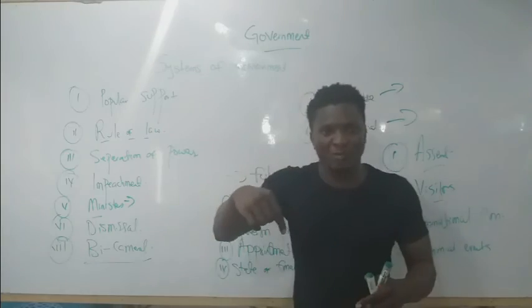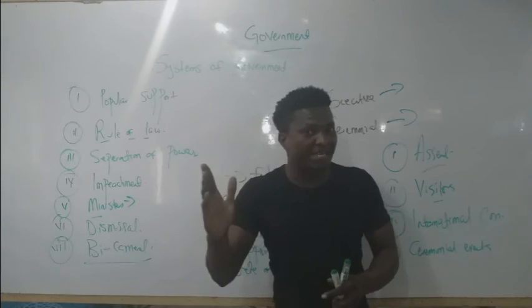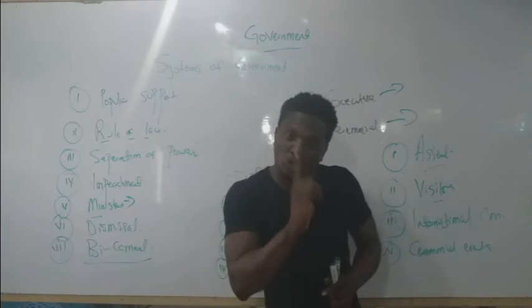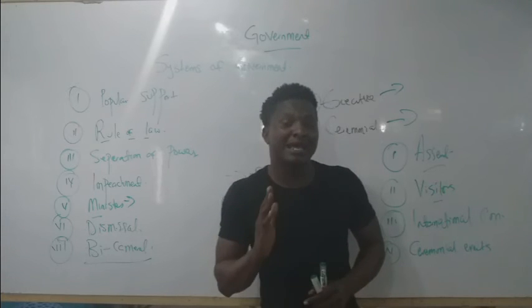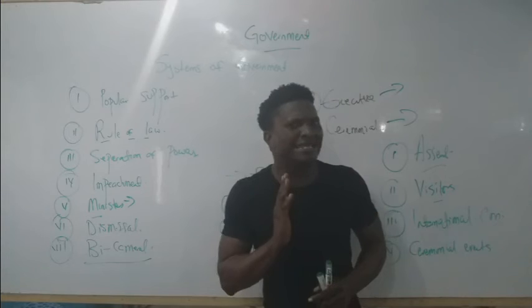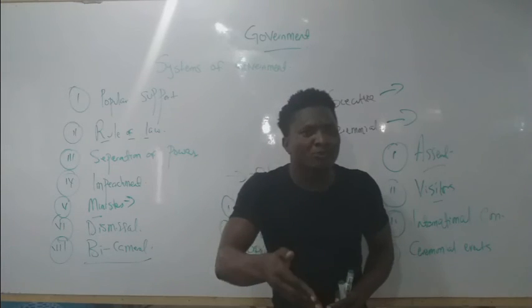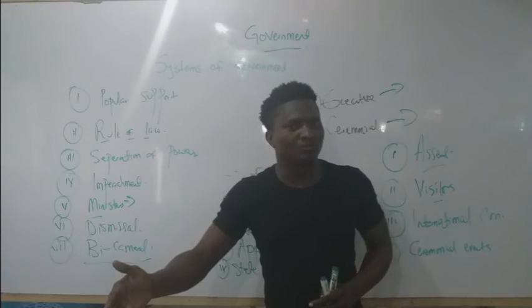When we talk about uni, we talk about a system where we have just one body making law. For instance, Ghana. In Ghana, we have just one lawmaking body called the Ghanaian National Assembly. Another example, Kenya, Bulgaria, Romania. These are examples of states where they have just one body making law.